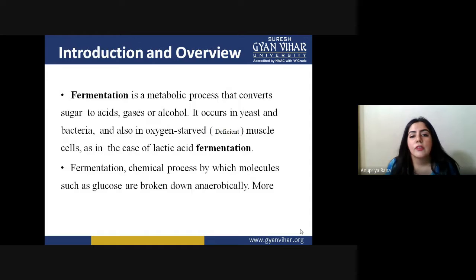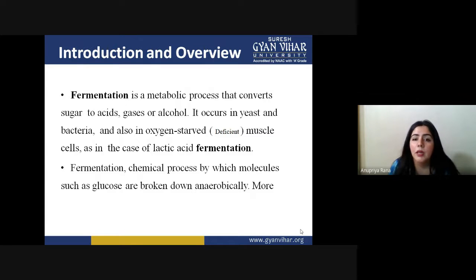Fermentation, as we know, is a metabolic process. Everything which is going on inside our body, any anabolic reaction, any catabolic reaction, breaking down of molecules, synthesizing molecules, all come under the metabolic process. Fermentation also is a metabolic process.